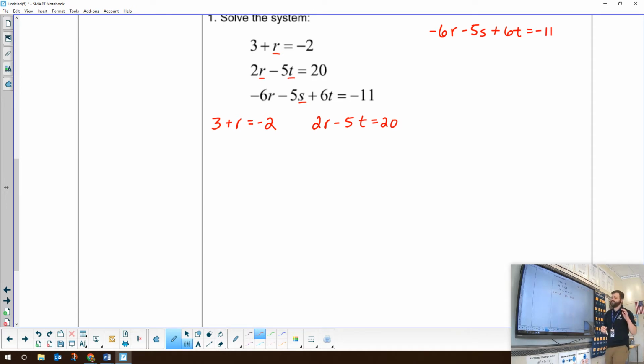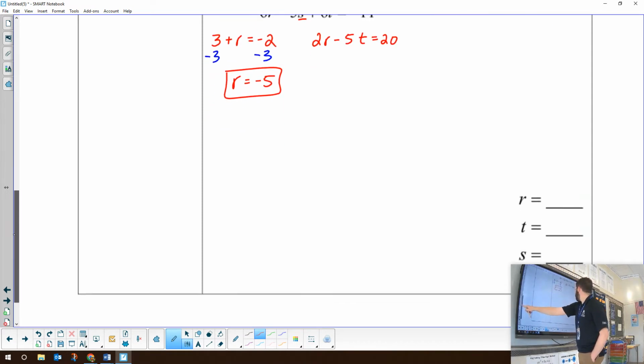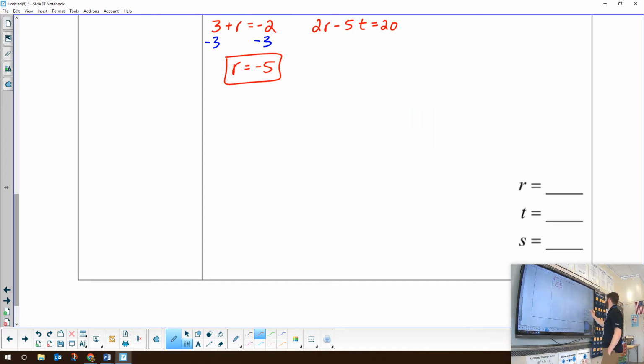Now, it's very important to have a plan whenever you go into it. Like I said, though, this one is pretty simple. We already have an equation that only has one variable, so a lot of our work is done for us. We just need to make sure that we stay organized and hang on to the correct negatives and positives. So for this, I'm going to subtract 3 from both sides, and we're going to get r equals negative 5.